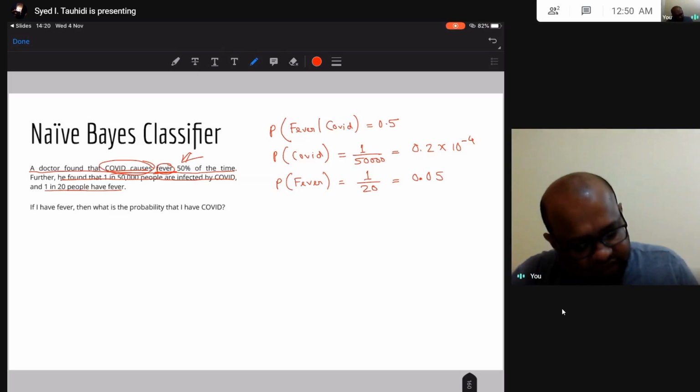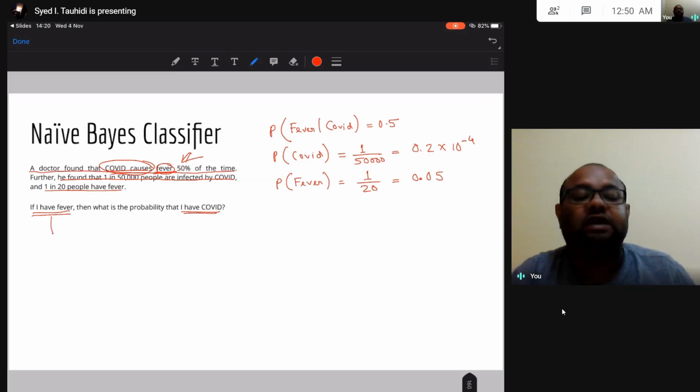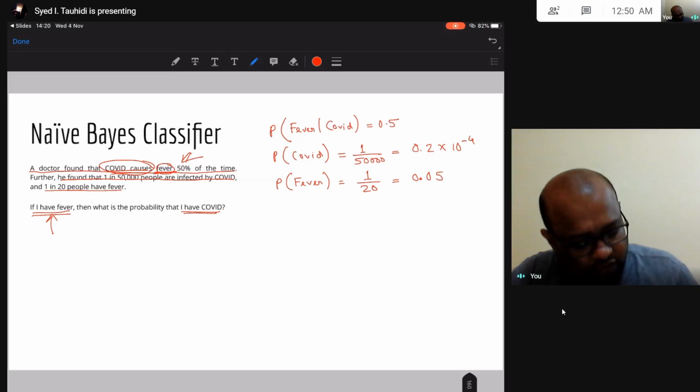If I have fever, okay, what is the probability that I have COVID? Okay, what is given? Given is I have fever. This event has occurred. I have fever. Now what am I trying to find? What is the probability that I have COVID? So let us try to find that. Given that I have fever, what is the probability that I have COVID?